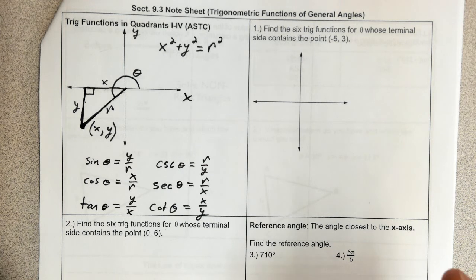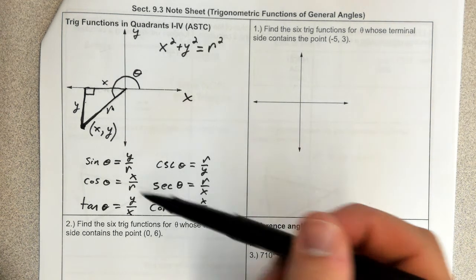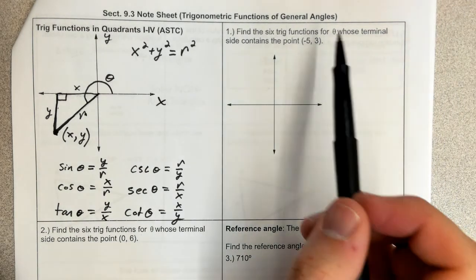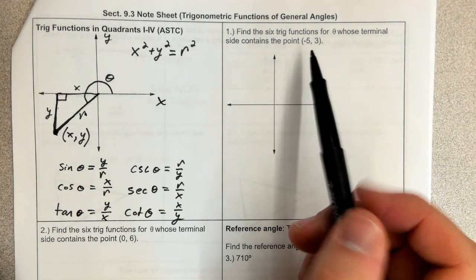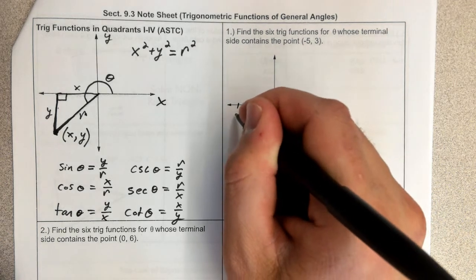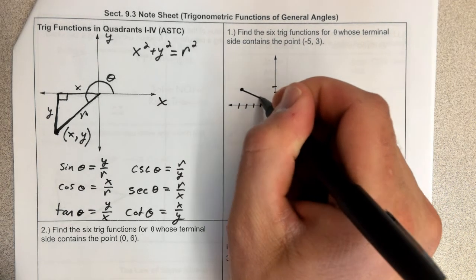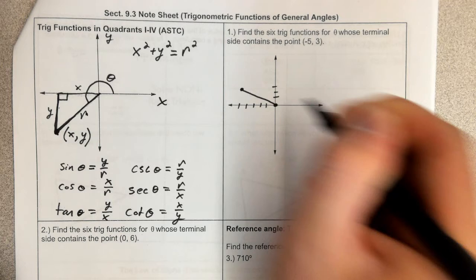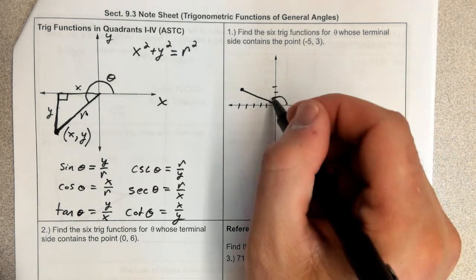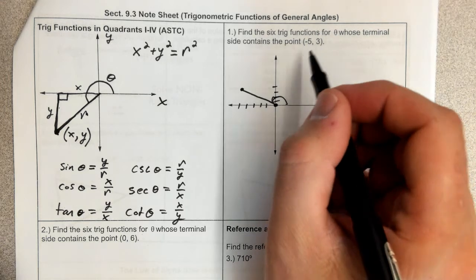All right, so let's do an example where this applies. Again, we're not solving for anything here, we're just finding the ratios. So over here, let's find all 6 of them for theta whose terminal side contains the point -5, 3. So you think, okay, I'm going to go over -1, 2, 3, 4, 5, and then positive 3, 1, 2, 3. So something like this. You don't need to sketch these out every time unless it asks you to do it. Now I want to figure out what the sine, cosine, and tangent, and all 6 of them are for this point here.